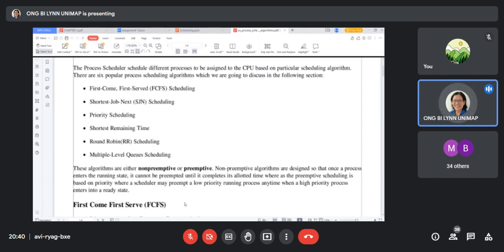All right, so these are the scheduling algorithms you have: first come first serve, shortest job next, priority, and shortest remaining, which we are not going to discuss. Then round robin. It explains to you what is non-preemptive and preemptive. We have discussed that before.